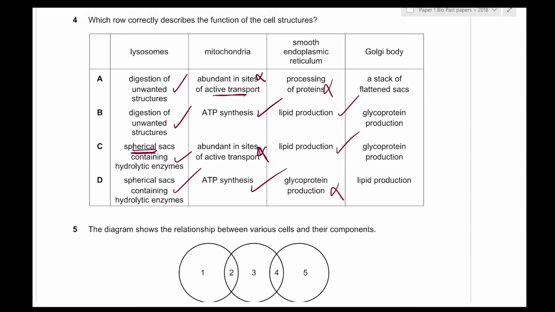Now, Golgi body, a stack of flattened sacs. This is correct, as we mentioned in the last question. Now, glycoprotein production. Yes, this is correct. As we said, they modify proteins by maybe adding a glucose unit to it. They modify and package proteins, so this is correct. And lipid production is incorrect. Therefore, the answer must be B.